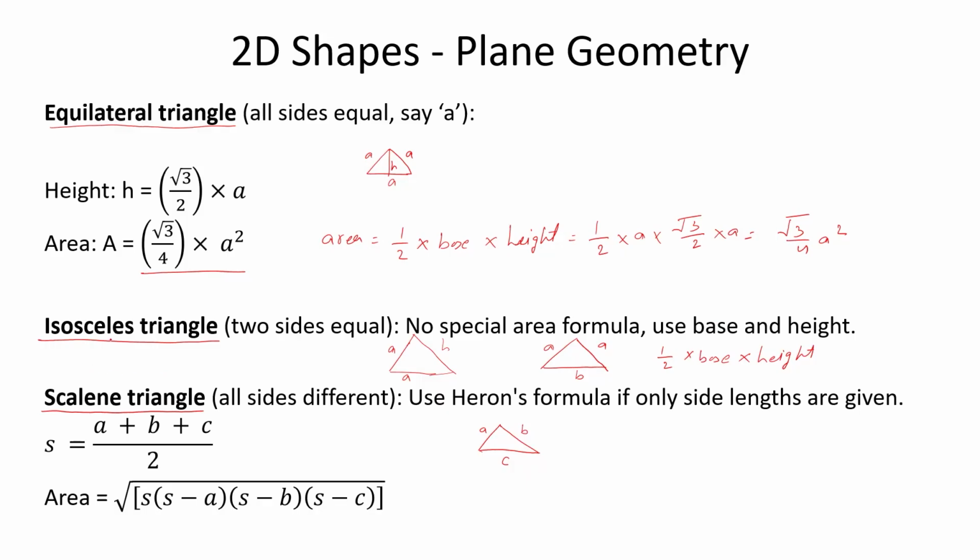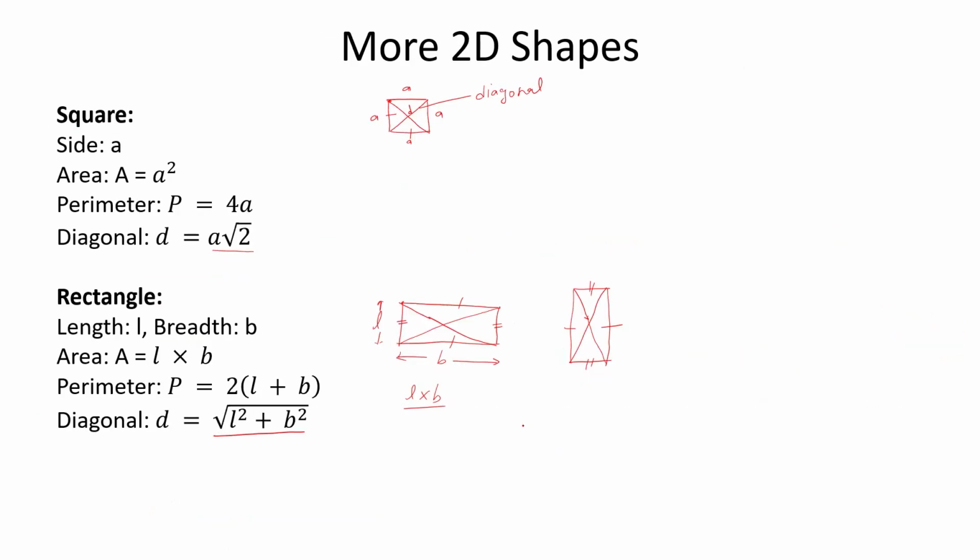So if you are working with an isosceles triangle, there is no specific formula for area. Area is 1 by 2 into base into height. Similarly, when you work with a triangle where all three sides are different, then define S as A plus B plus C by 2 and area is given by this formula. This formula you have to remember. This formula is specifically for a triangle when all three sides are different.